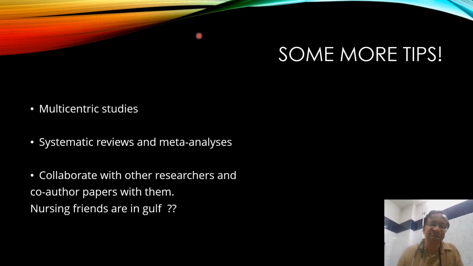So it is preferable to have multi-centric studies and systematic reviews and meta-analyses. These get cited better. Collaborate with other researchers, co-author papers with them. For example, there may be nursing friends in the Gulf. So you understand their problems, they understand your problems, set up a multi-centric study and give them. So your research will go into many countries. So get some friends from the Gulf. Even if you're not finding friends from other countries, you can get friends from Kerala, Bombay and all. So go for a study which goes into a greater number of areas.